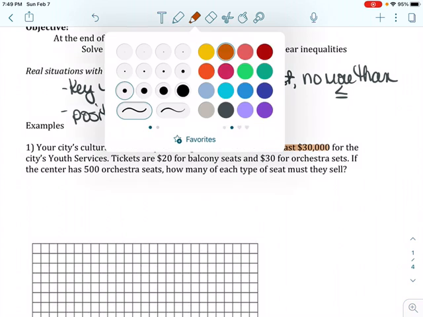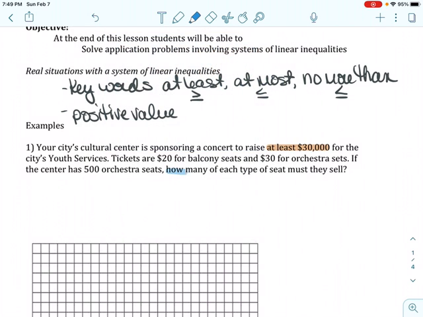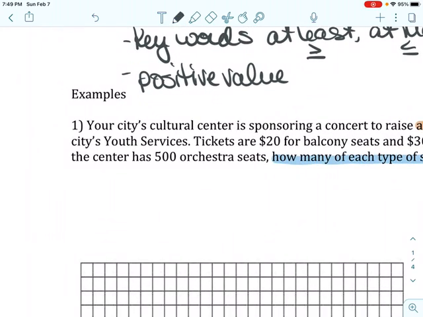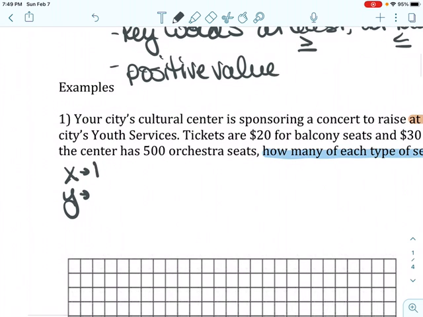So let's look at this very last line. It's going to tell us what we're going to find. Okay, so we need to know how many of each type of seat we're going to sell to make our money. So that means our X has to be something and our Y has to be something involving these seats. So let's call X the number of balcony seats, and Y is going to be the number of orchestra seats.